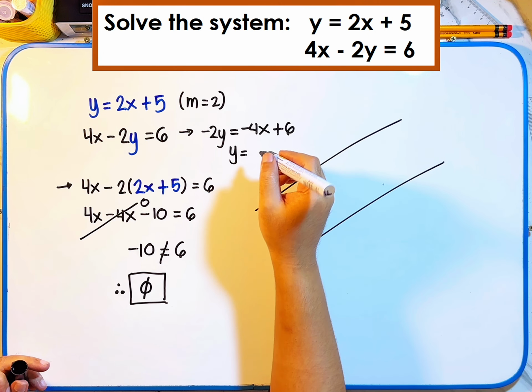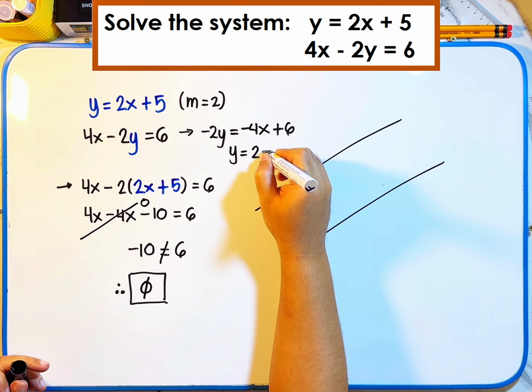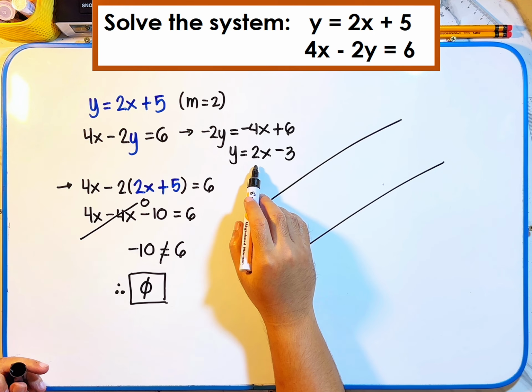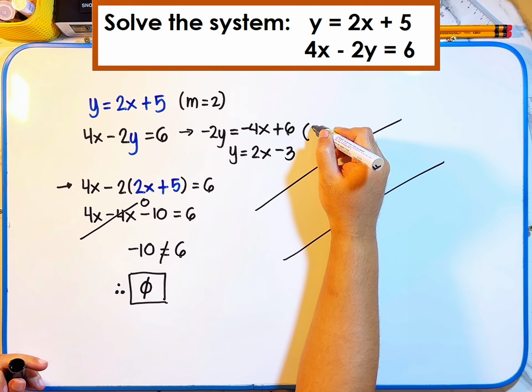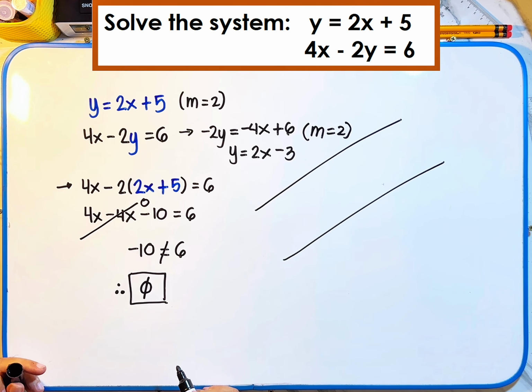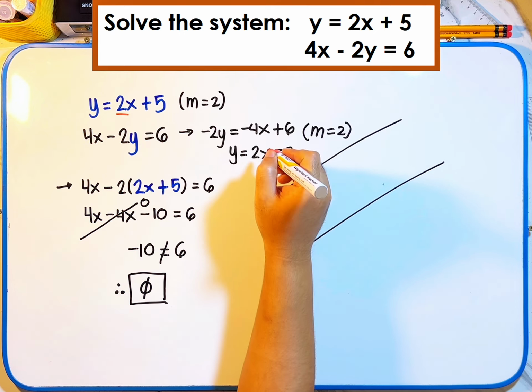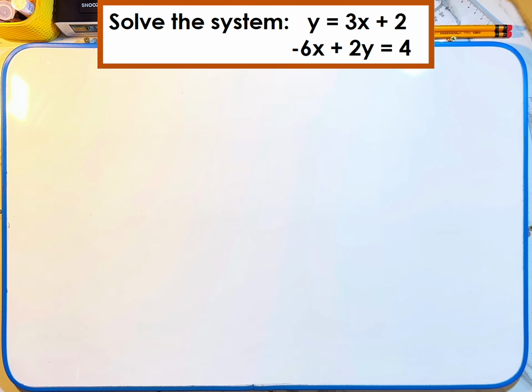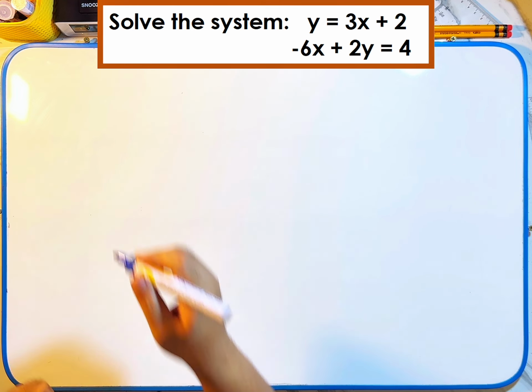Rather, divide both sides by negative 2, you get y equals 2x minus 3. And again, the slope is 2. So the slope of the second equation is also 2. And since they have equal slopes, they are indeed parallel lines. Okay? Again, these are the slopes. Next, solve the following system of equations. Again, let me copy.